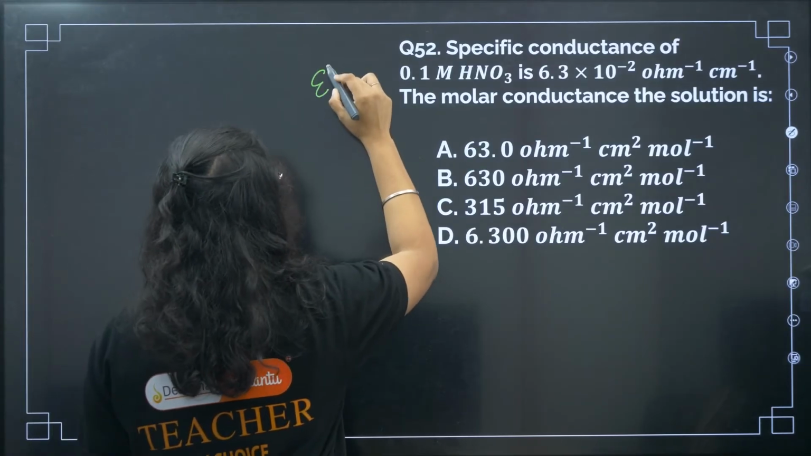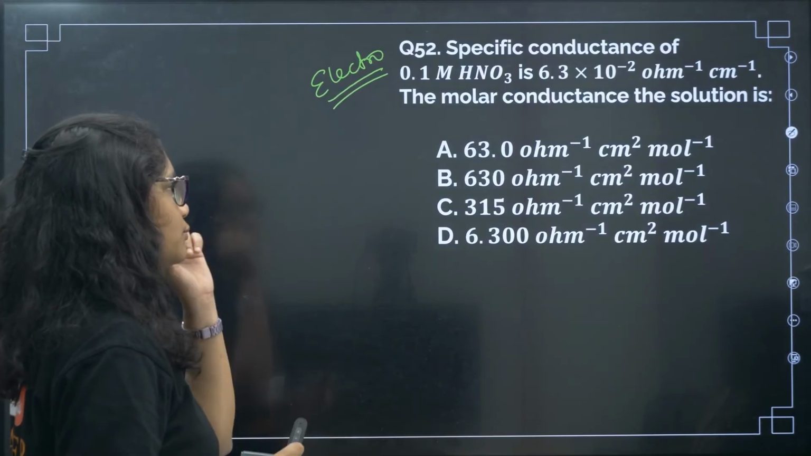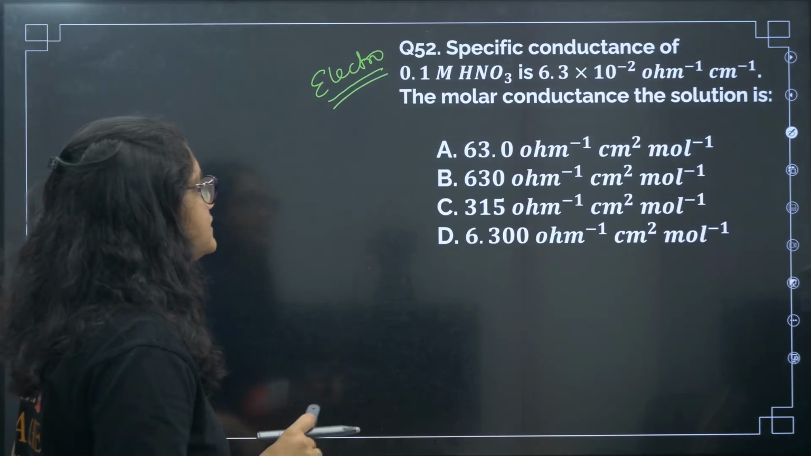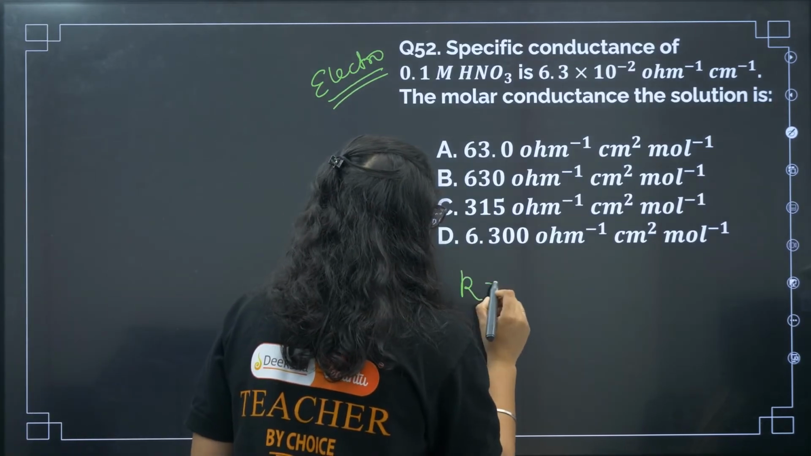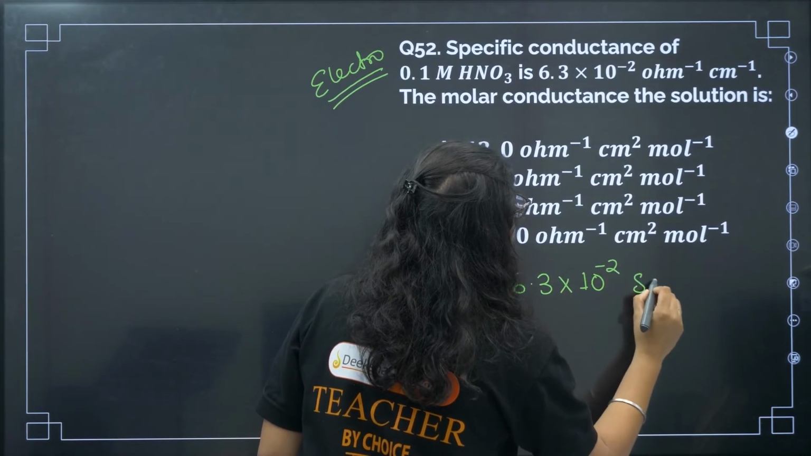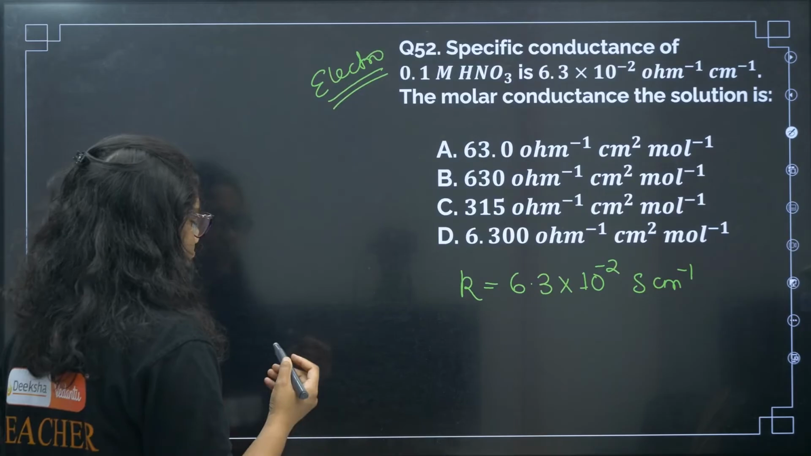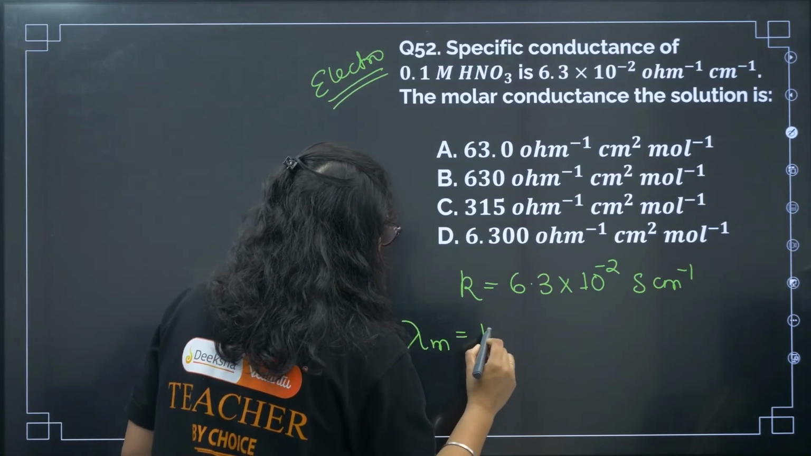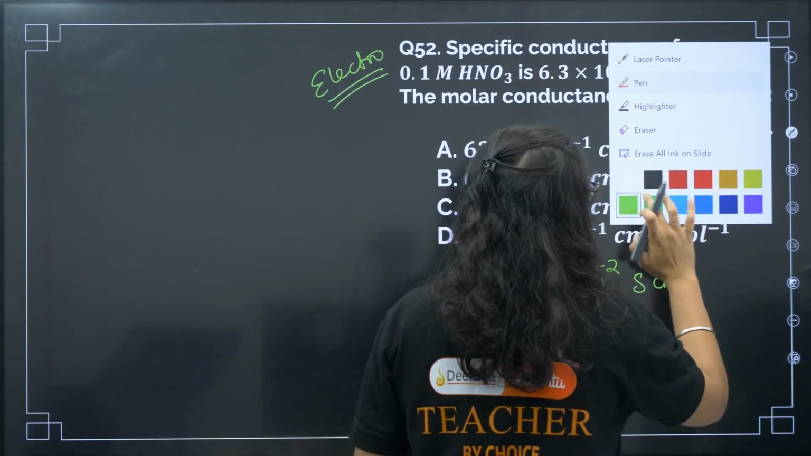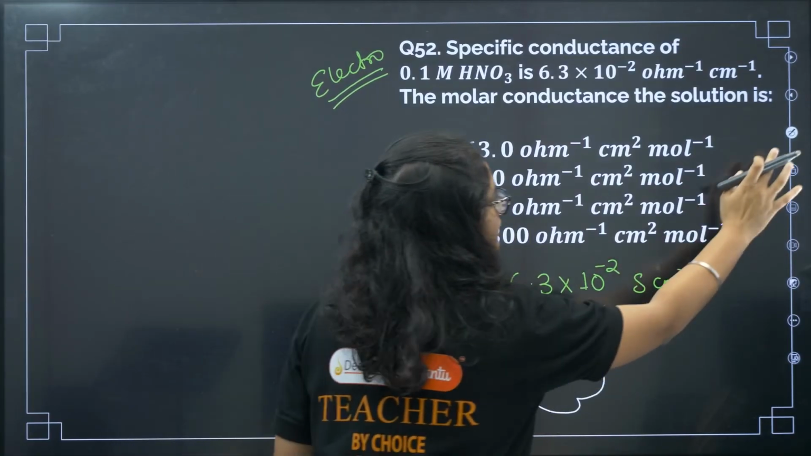Okay. Again, we have come to electrochemistry here. The specific conductance of 0.1 M HNO3 is 6.3 × 10^-2 ohm inverse centimeter inverse. That is specific conductance means kappa. That value is 6.3 × 10^-2 S cm^-1. The molar conductance of the solution is. So now if you find molar conductance, that is kappa × 1000 / C. This is the formula for molar conductance. I hope if you have learned, you might be knowing this formula. If not, we'll have a small revision now.